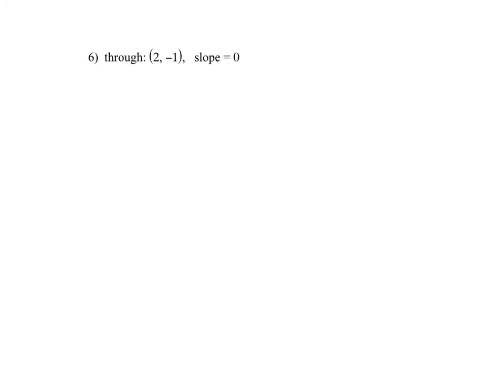Next one, again, I have my slope and I have a point. So y minus -1 equals 0 times x minus 2. So y plus 1 equals 0. So y equals -1. When the slope of a line is 0, that means it's a horizontal line that passes through y equals -1.